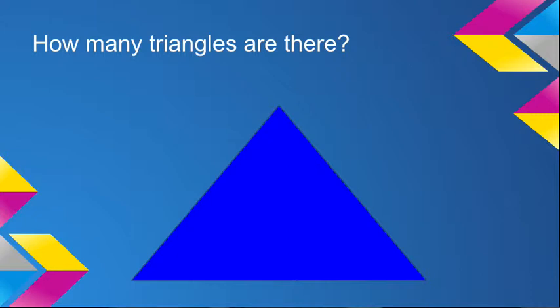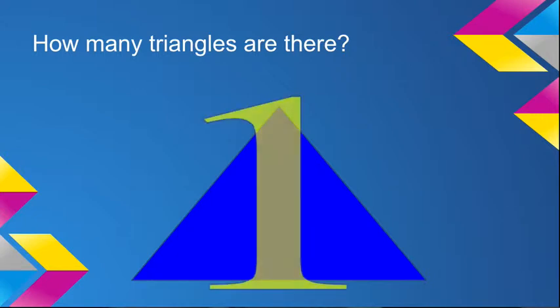The first slide asks a question, how many triangles are there? And we are going to write down the number of triangles we see. And the number 1 is the answer. There's one triangle in this picture.